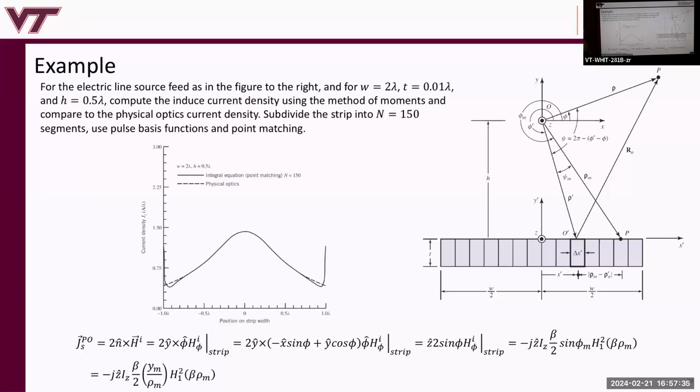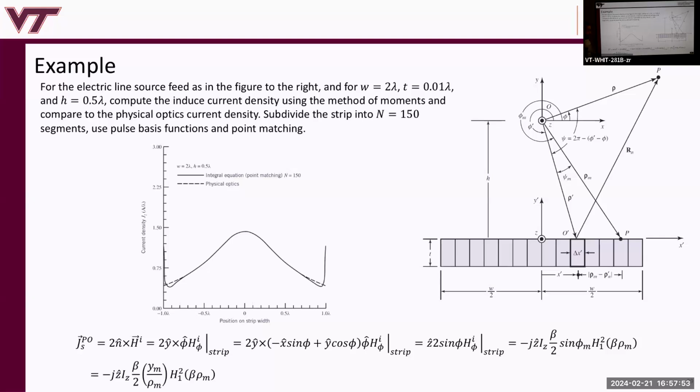We're instructed to subdivide the strip into n equal to 150 segments using pulse basis functions and point matching. So here's the current that you solve for, right? And you guys will get a chance to do all of this. Here's the current that you solve for. The integral equation with point matching gives you the solid curve.